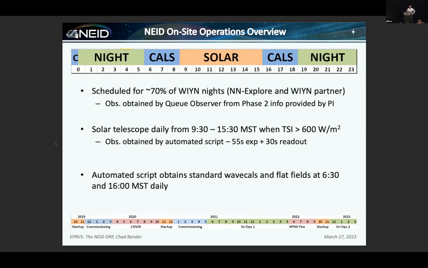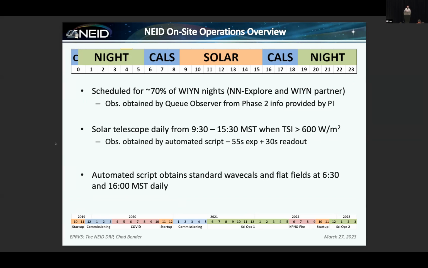NEID takes data on about 70% of the nights, the WIYN nights. This is a combination of in-kind and Explore time and WIYN partner time. 70% is close enough to 1. We are essentially on the telescope running the pipeline every night. We take solar data every day. We take calibrations every day. And most of this has been automated except for the nighttime observations.